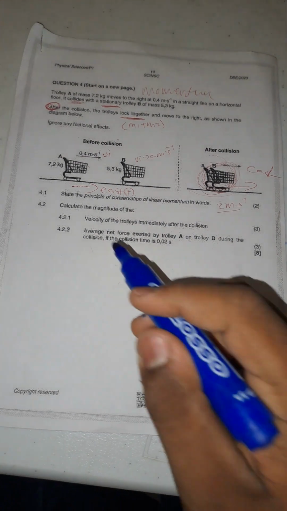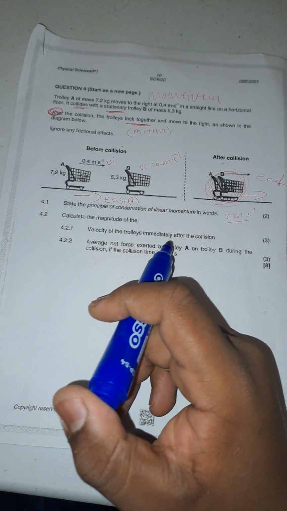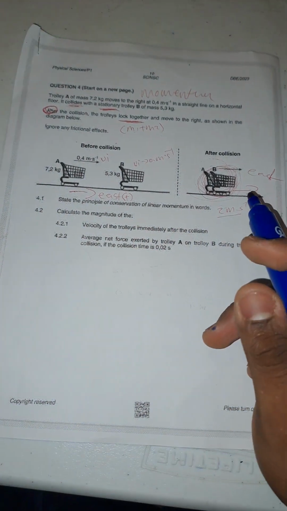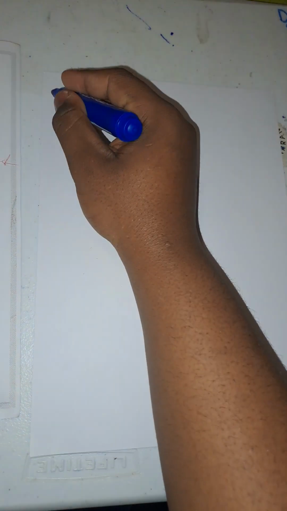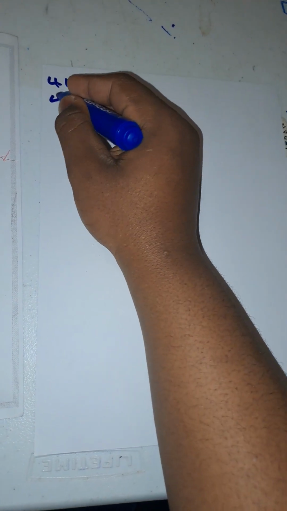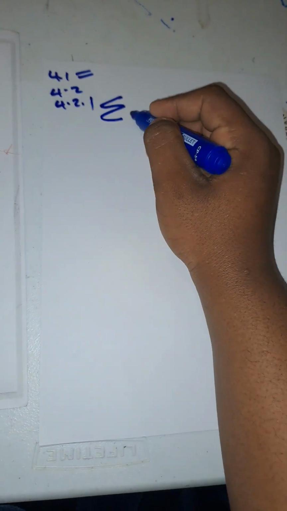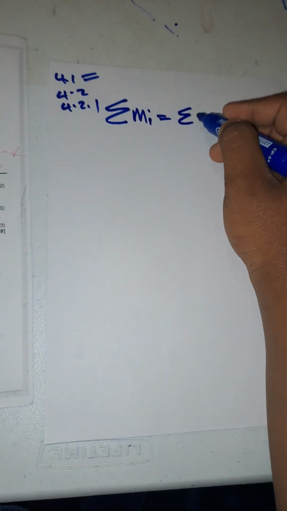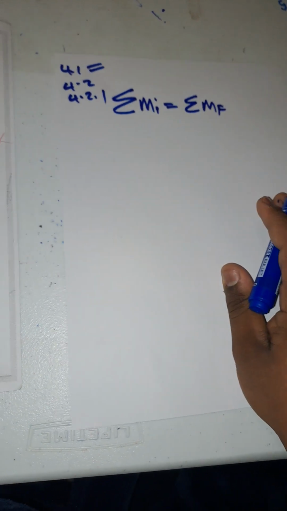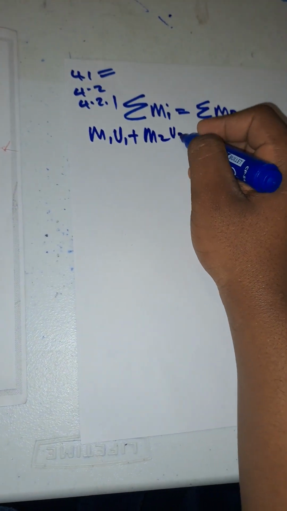So now 4.2, 4.2.1, velocity of the trolleys immediately after. So now the final velocity that the two trolleys are moving at, right? So it's going to be, 4.1 is three marks. So now the total initial momentum before is equal to the total momentum after, right? So now I'll write m1 v1 plus m2 v2 is equal to what?